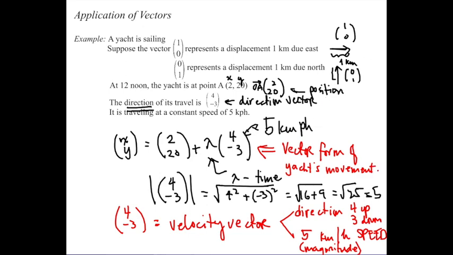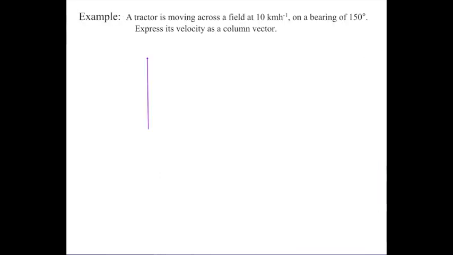So let's look at an example now where we've actually got to use a vector to describe its movement and direction and magnitude. The tractor is moving across a field at 10 kilometers per hour on a bearing of 150 degrees. Now we have here the north. So if it's 150 degrees, this is 90, so 150 would be over here. That would be 150 degrees.